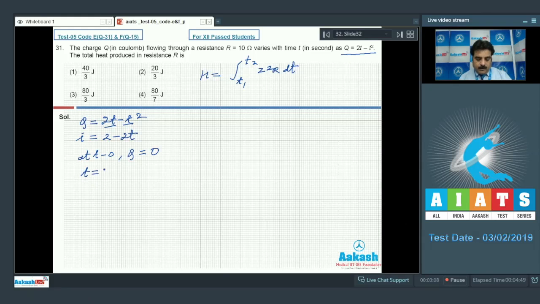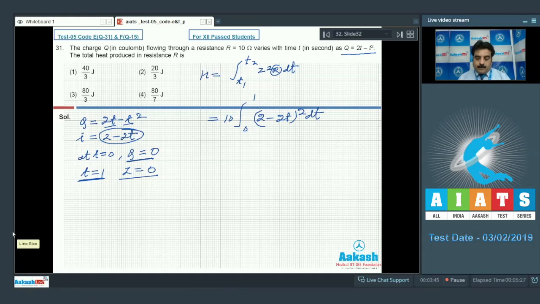Similarly, if I go for t equal to 1 second and look for the value of current, the current will also be 0 because at t equal to 1, the 2 will cancel. So current is 0 at t equal to 1, and at t equal to 0, charge will be 0, right? Using this equation, resistance R is a constant, so we write it outside of the integral: resistance 10, the time interval 0 up to 1, the value of current 2 minus 2t, the whole square, into dt.